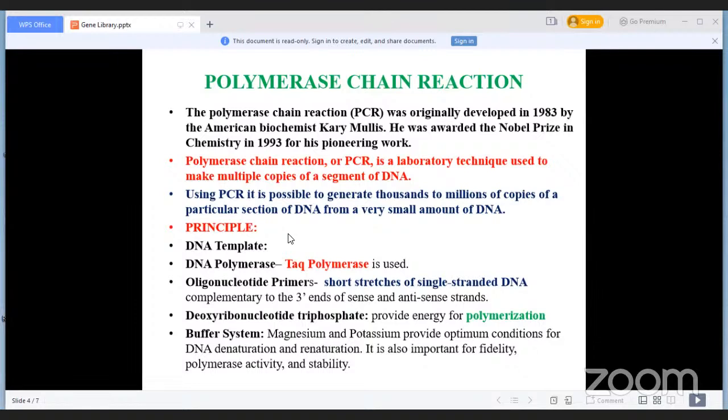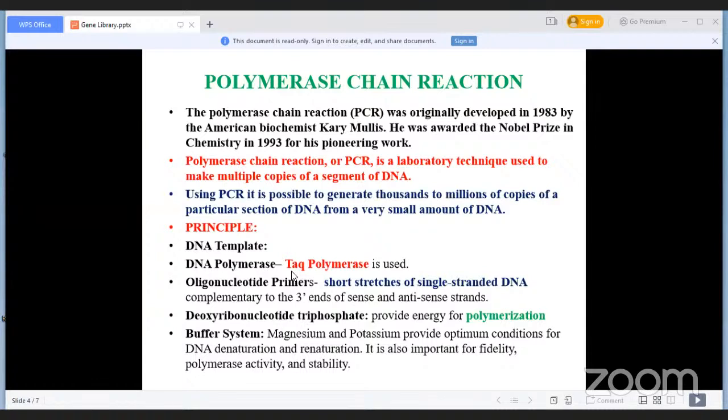Principles, that means the main requirements for the polymerase chain reaction. To get a number of copies from a small amount of DNA, some of the requirements are: DNA template, DNA polymerase, oligonucleotide primers, deoxyribonucleotide triphosphates, and a buffer system. They are all required.